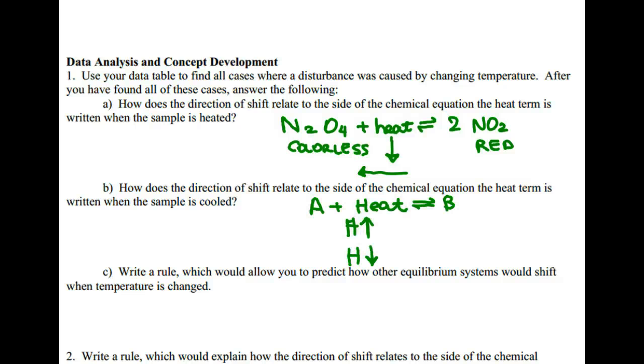So as you cooled or removed heat from the NO2, you would notice that it would become more and more colorless. For letter C, when it says to write a general rule, we can write it out as A plus heat gives you B. Well, if the heat gets more, then the left side of the equation is tilting towards it. It would want to balance by having the reaction go this way. Now, if you were to remove the heat, the reaction would tilt towards the right, and because it wants to get back to equilibrium, the reaction would go that way.